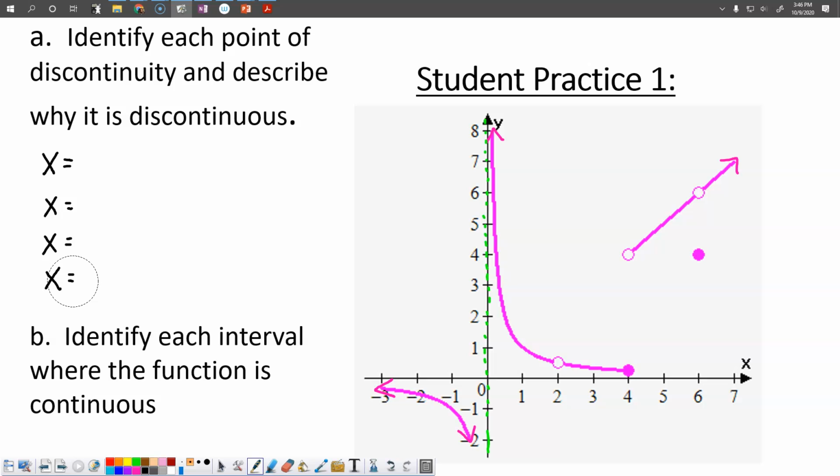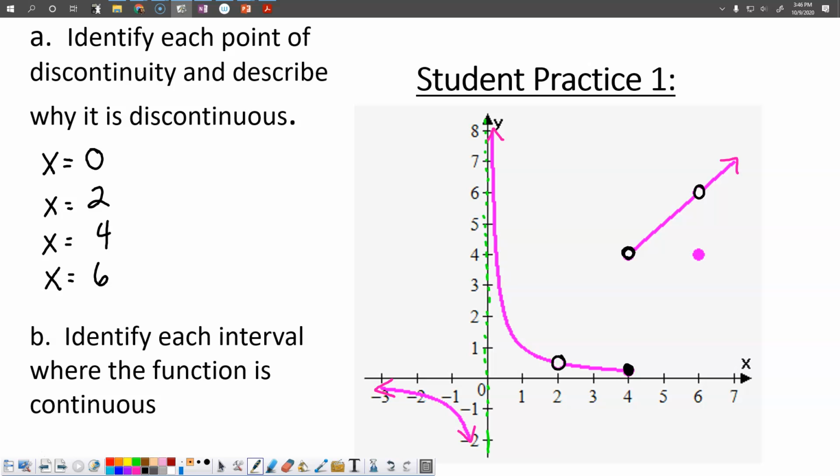All right, so the 4 places where it's discontinuous are at the vertical asymptote, and that's where x equals 0. That's the green dotted line I gave you. The next one is at this open dot here above x equals 2, so that's another discontinuity. Another place where it's discontinuous is where it jumps from the solid dot here to this open dot, and that happens at x equals 4. And then finally we have another hole right here with a dot underneath it, and that happens at x equals 6. So there are our 4 places where the function is discontinuous.